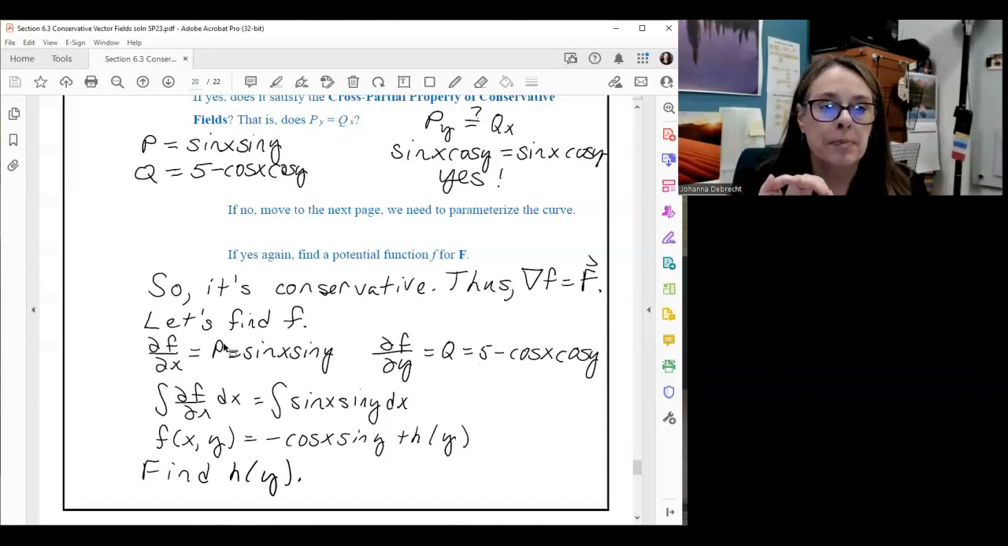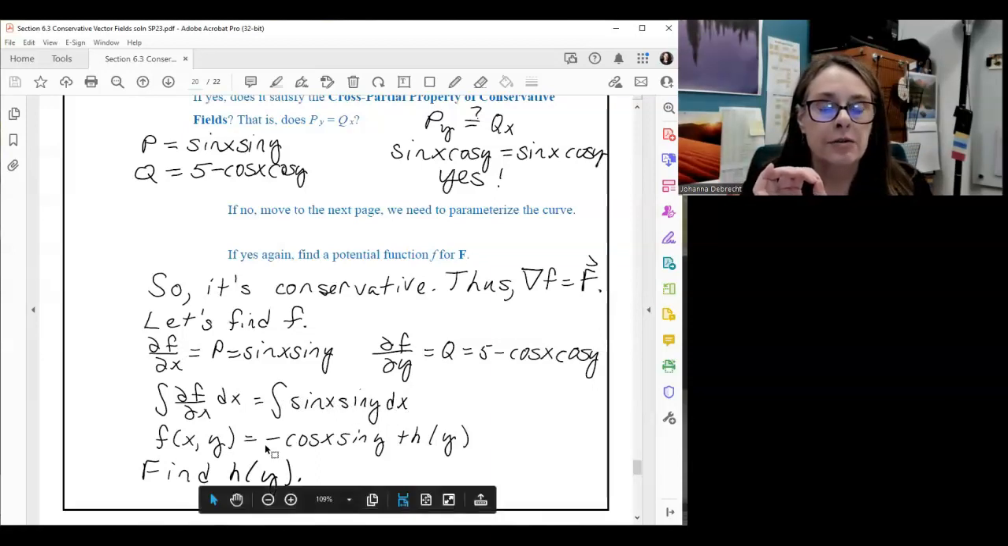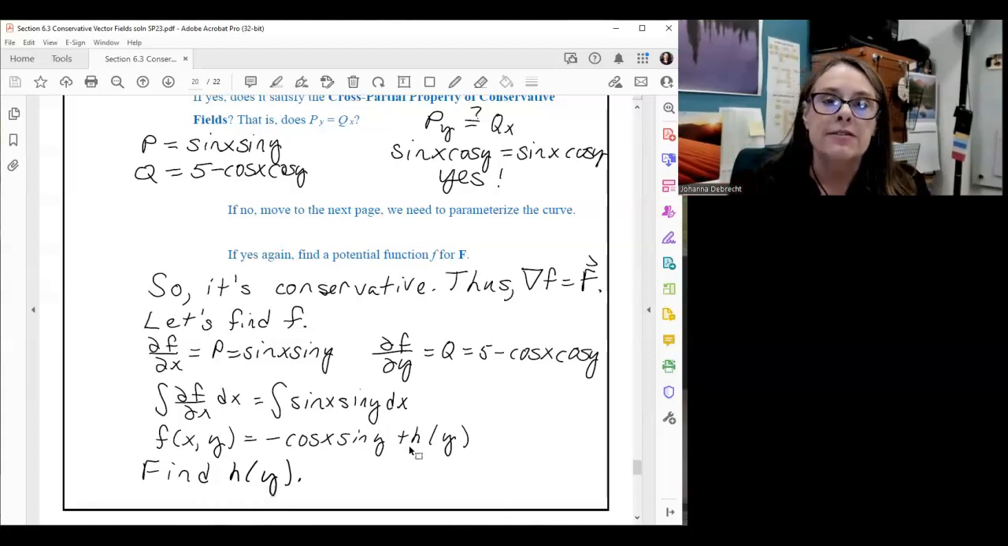Of these two, p is slightly easier. So I'm going to integrate both sides of this first equation with respect to x and x only. So I take the integral of the partial of f with respect to x, and then I integrate sine x sine y with respect to x, and that gives me negative cosine x sine y plus some function. This function could have constants and or y's in them, because as far as x is concerned, y is a constant.